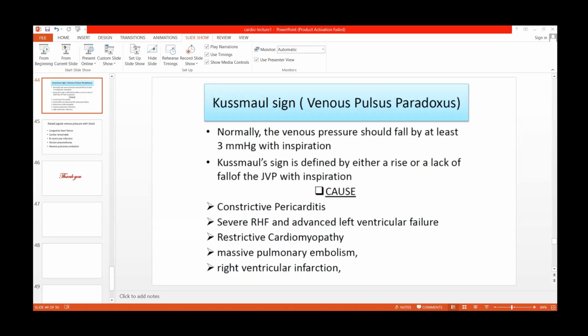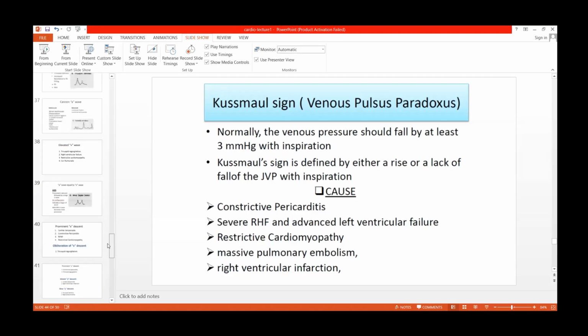Sir, just before the questions come pouring in, just a request that you summarize the important things, the important slides you mentioned for exam purposes regarding JVP. That will be perhaps helpful to the students also. Okay, important slides.